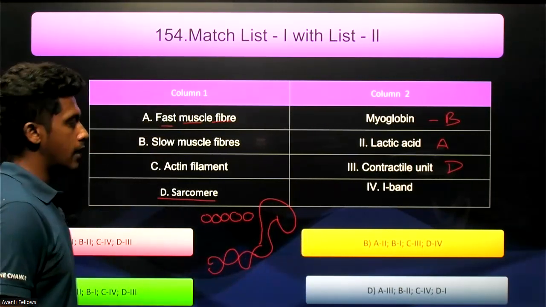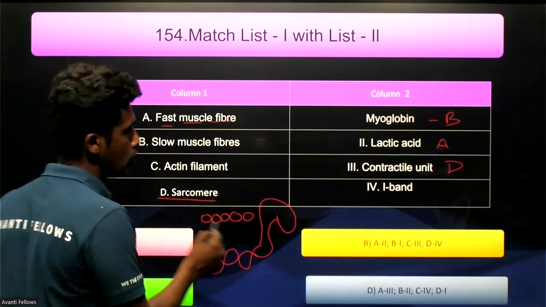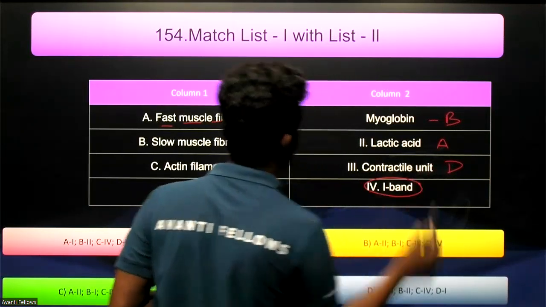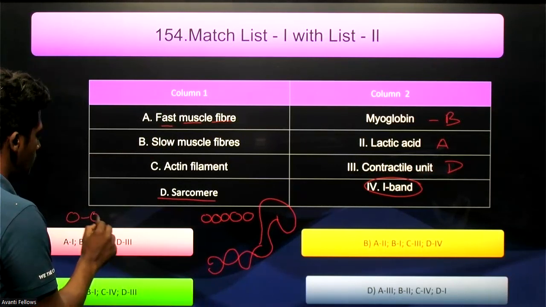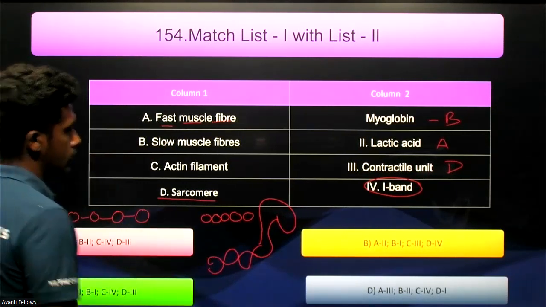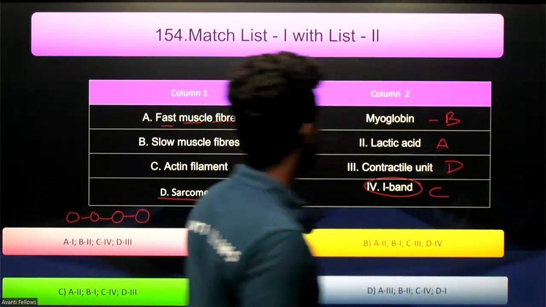Correct? So we have a myosin head and a myosin tail, and then we have an actin. Actin is also called isomeric band or I band. Why? Because actin forms this isomeric polymer. So that is why we call it the I band. I'll write it as C. So we have B, A, D, C.